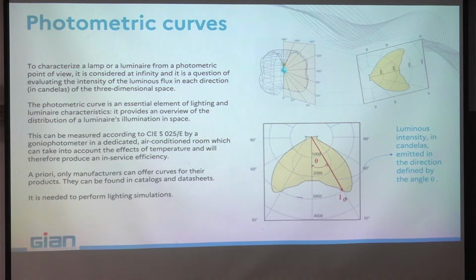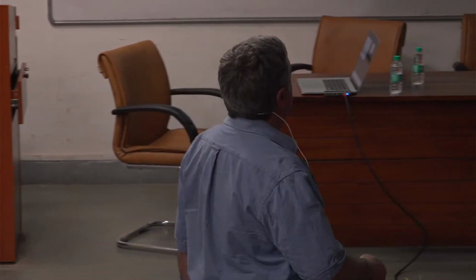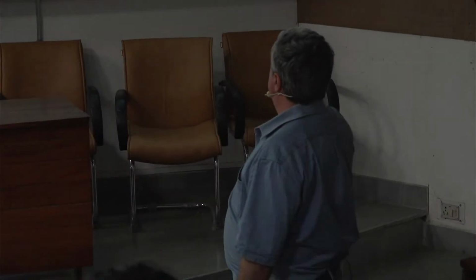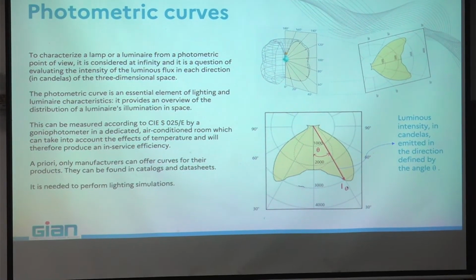That means you need an even bigger photogoniometer, and you can acquire all the necessary data to build this photometric solid in any angle around the fixture or the lamp, with an angular step of 5 degrees minimum. And then if you take a cut of this photometric solid, you obtain what we call the photometric curve.